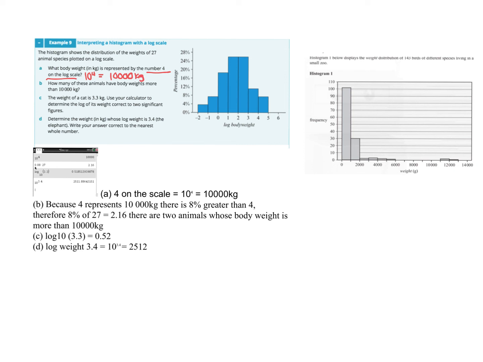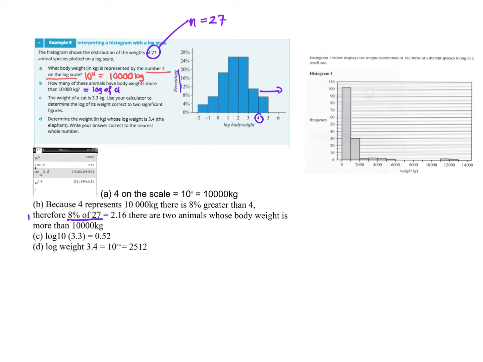So how many of these animals have a weight more than 10,000? What you're looking for, 10,000 equals a log of 4. So you look for a log of 4 and anything more than that. Then we look, this is a percentage, so it looks like 8%. So here, 8%, and n equals 27, that was the total. So 8% of the 27 is 2.16, so 2 animals had a body weight more than 10,000.